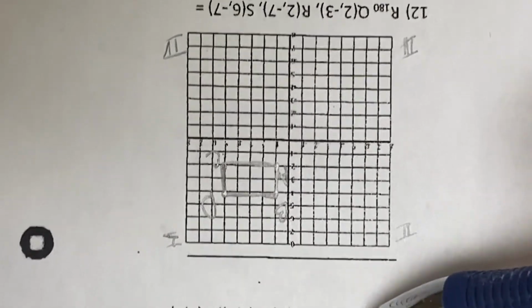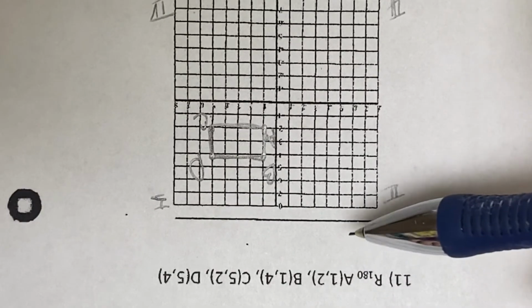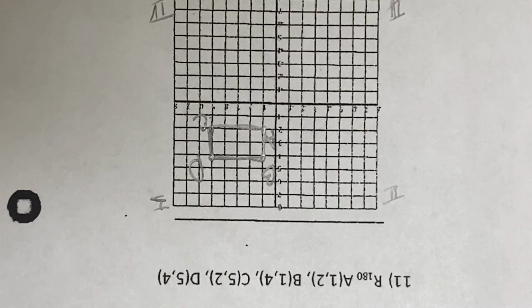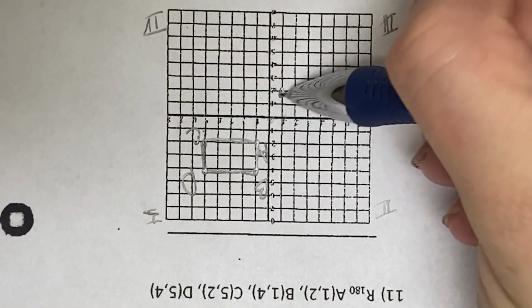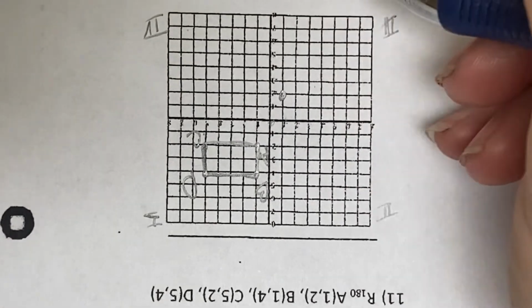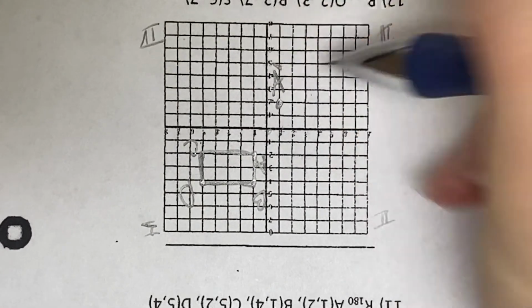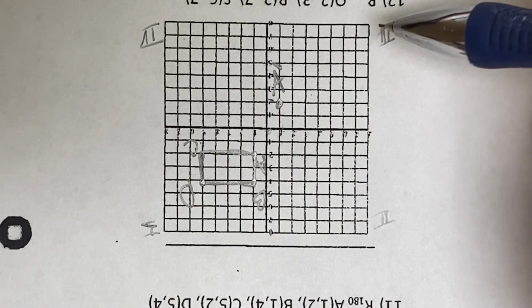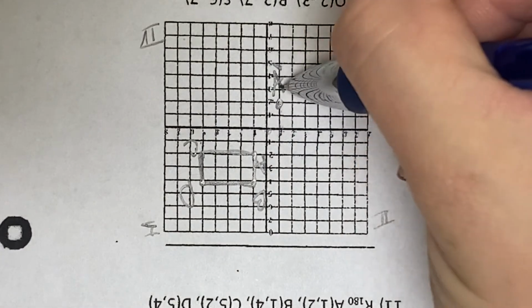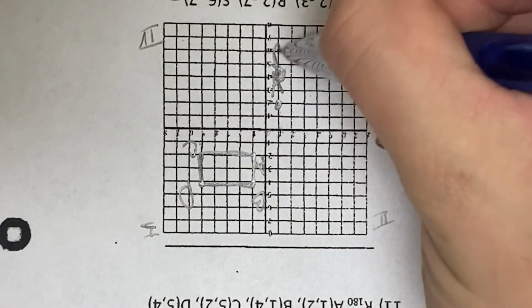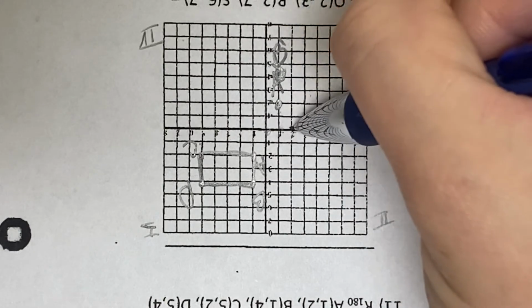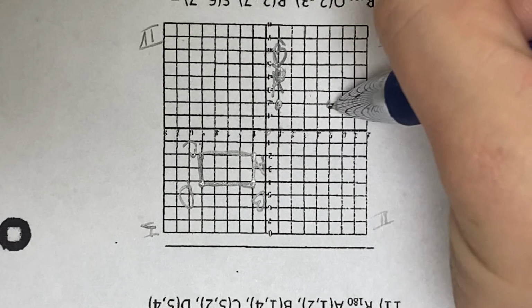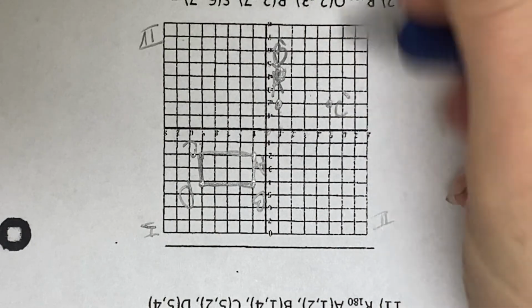And I'm just going to replot my points. So my A was at 1, 2, which meant I went right 1 up 2. So from my origin, I need to go right 1 up 2 with my paper turned 180 degrees, and that would be my A prime. B was over 1 up 4, so go over 1 up 4. It would be B prime. C was over 5 up 2. And then D would be 5, 4.